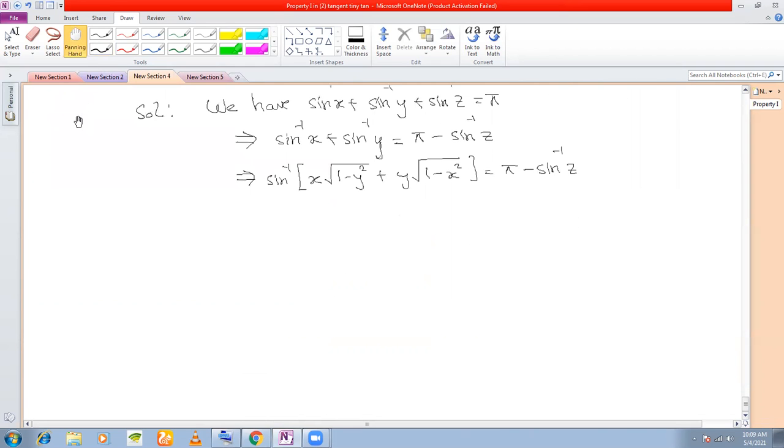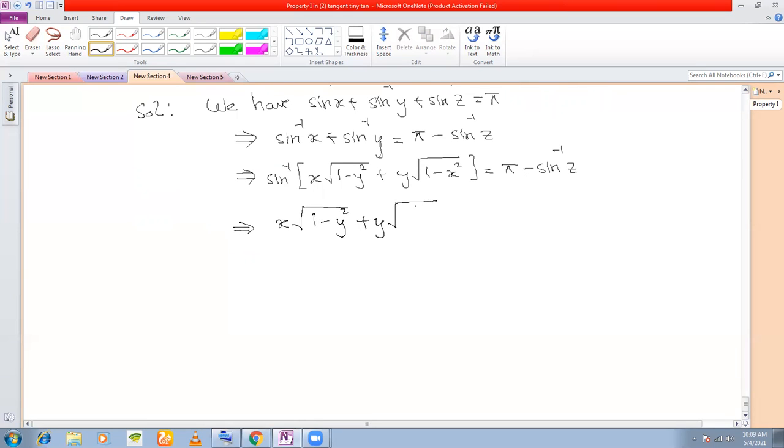Okay, now this can be written as the quantity that is within the sin inverse, that can be written as sine of whatever is there on the right hand side, can be written as sine of pi minus sin inverse z. And you know that sine of pi minus theta is how much? Sine of pi minus theta, 0 to pi, right? Isn't it? Even multiple of pi.